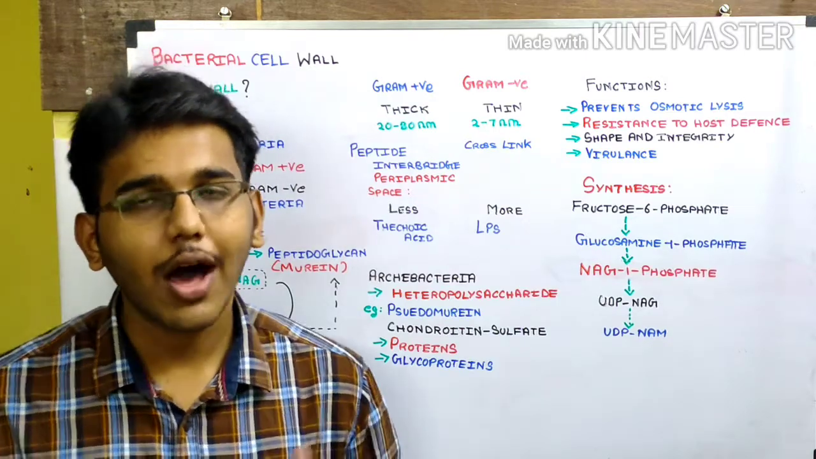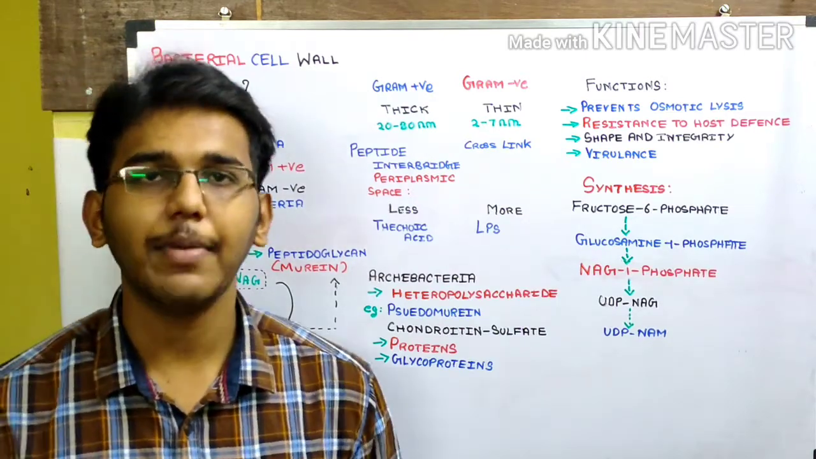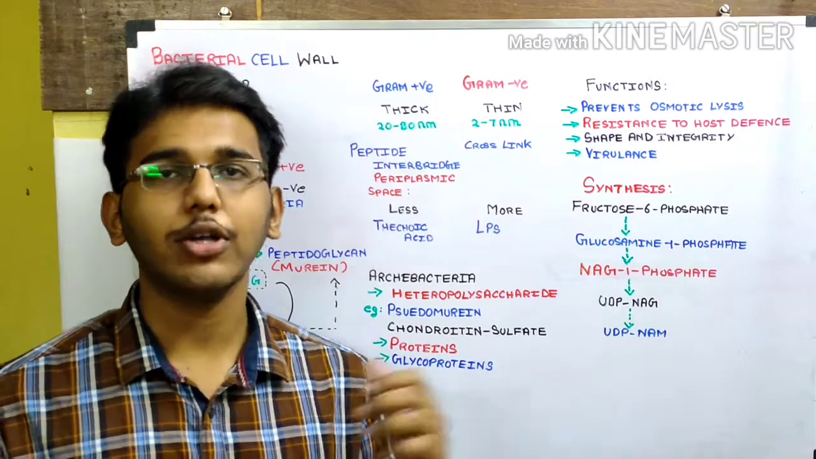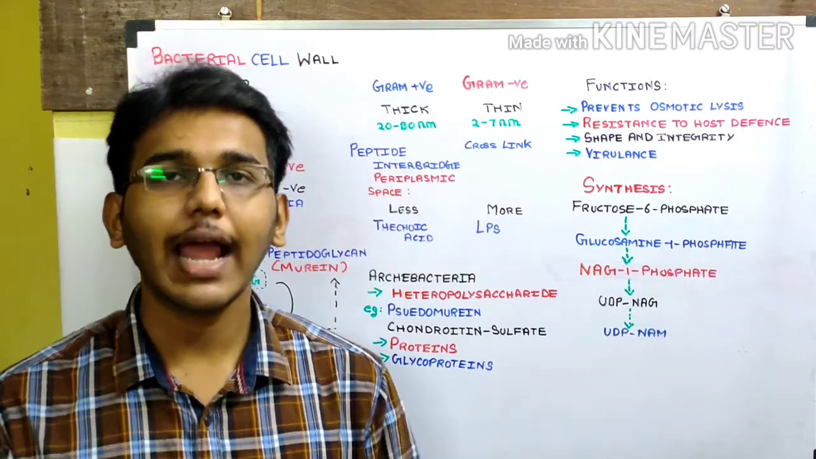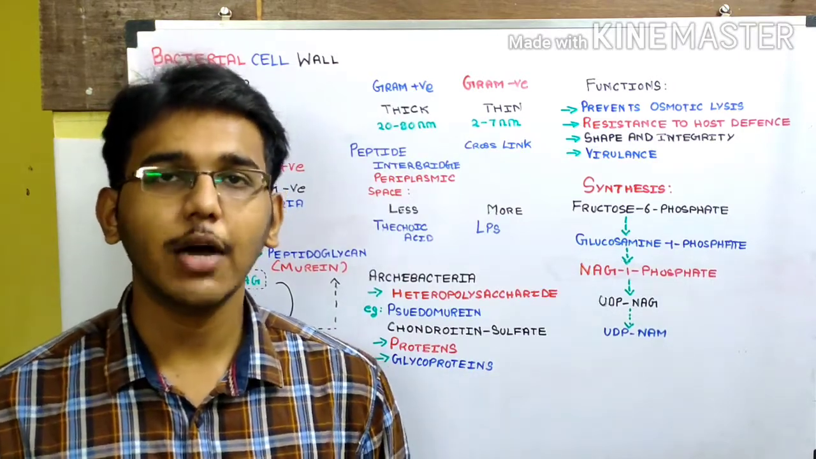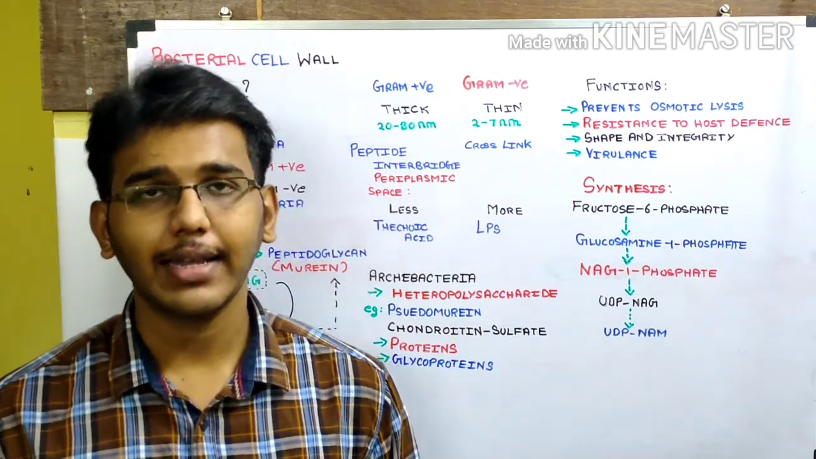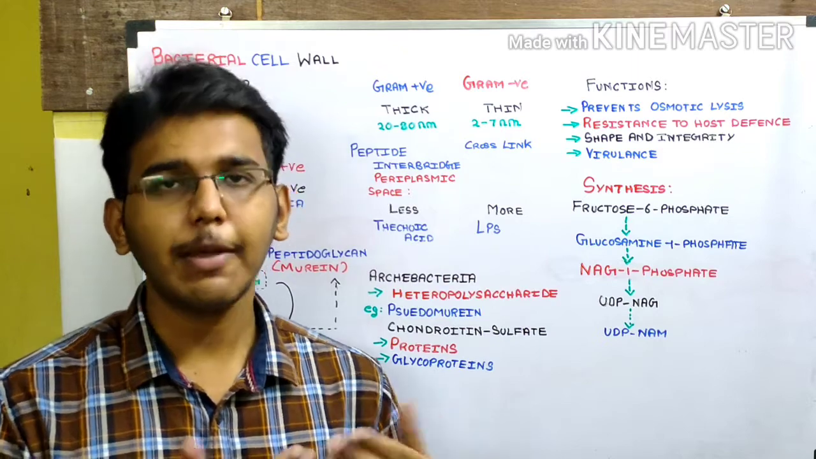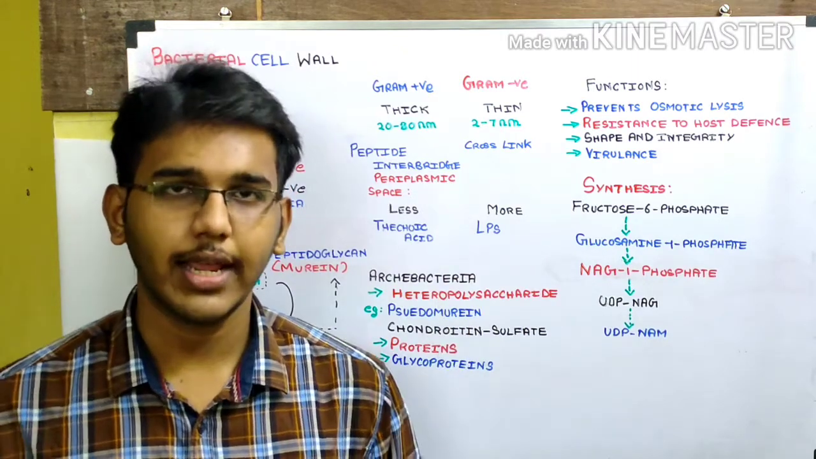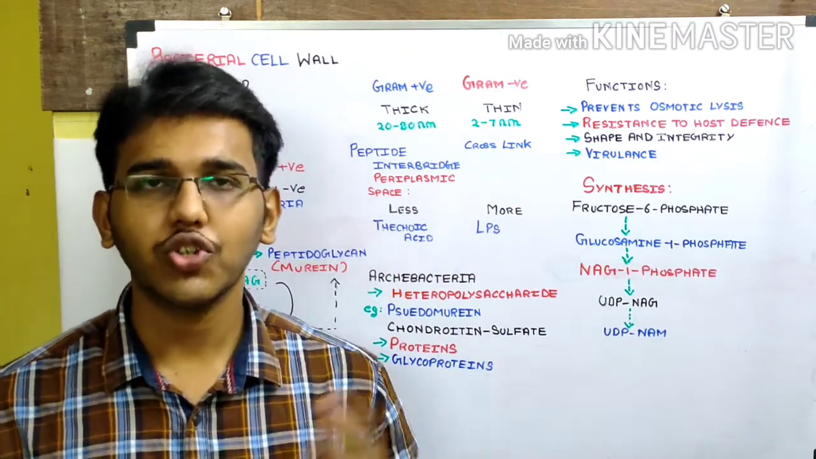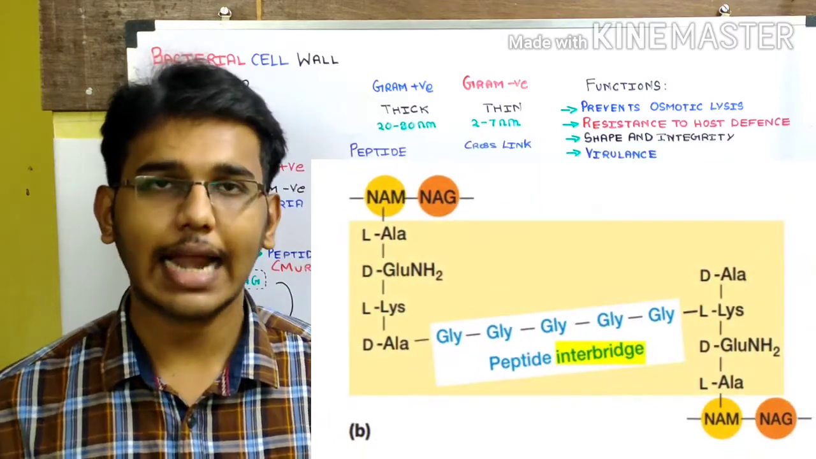Next, looking at the organization of the gram positive and gram negative cell wall, the gram positive cell wall has peptide interbridges which join the peptidoglycan subunits together, and in the gram negative bacteria, this peptide interbridge is replaced with just a cross link. If you see the image shown on the screen, you can clearly understand this concept.